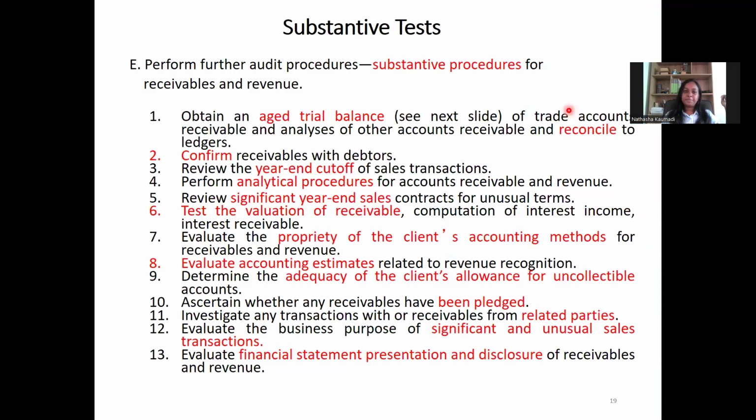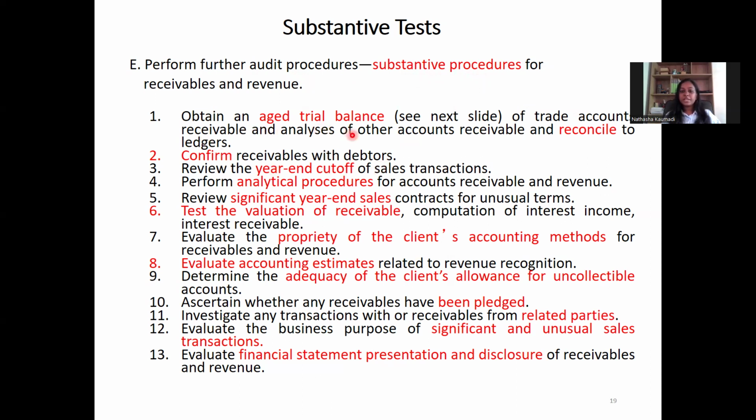Moving on to the next step. E. Previously we discussed D. Now E. Perform further audit procedures. Coming under that, we discussed tests of controls; here, substantive procedures. What are the substantive procedures we can do?